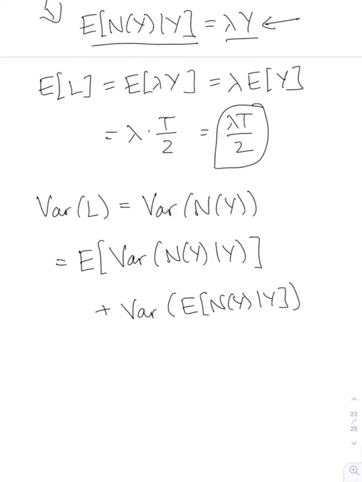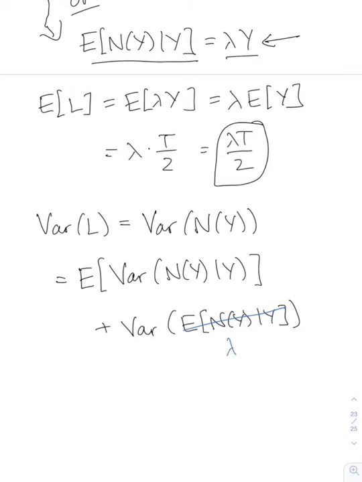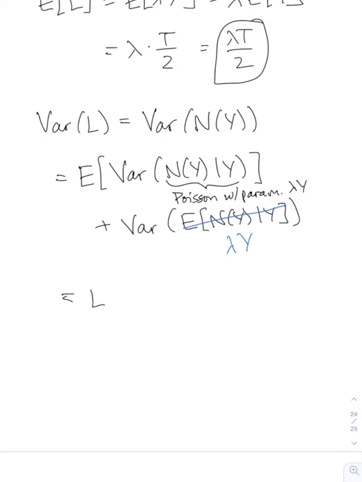Now this second thing, we had this already. It's up there on the top of the screen. That's lambda capital Y. But how about the first part? Well, this thing right here, informally, I could say it's Poisson with parameter lambda capital Y. And the variance of a Poisson is the same as its mean. It's just the parameter itself. So this becomes the expected value of lambda Y plus the variance of lambda Y.